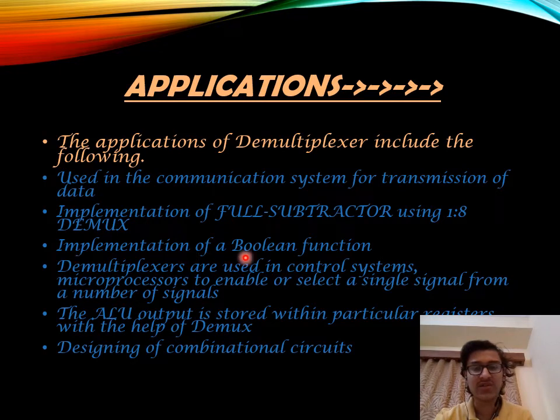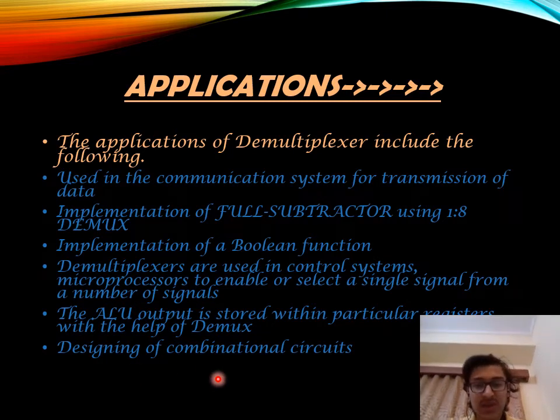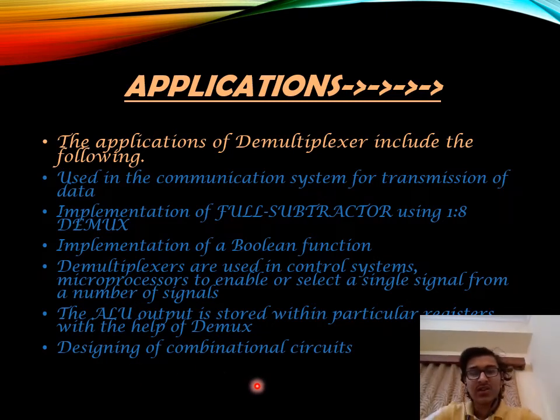Third, implementation of Boolean functions. So you can also use a demultiplexer for implementation of a Boolean function, like you used a multiplexer. Fourth, demultiplexers are used in control system microprocessors to enable or select a single signal from a number of signals. The ALU output is stored within particular registers with the help of a demux. Last one, designing of combinational circuits. So you can also use demultiplexers for designing combinational circuits.